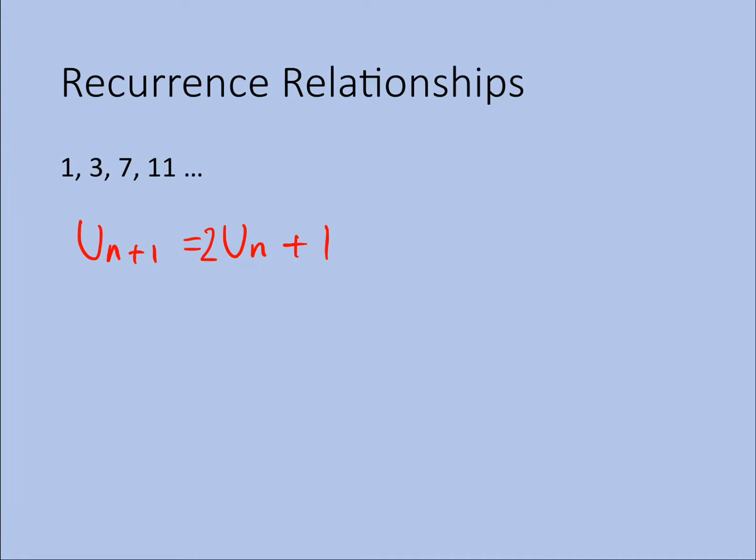Let's just see if that works. So if I want to find the fifth number in the sequence, well, the fourth term, u4, is 11. So u5, to get the next term, I've got to do 2 times the previous term and then add 1. So u5 would be 22, add 1, which is 23.